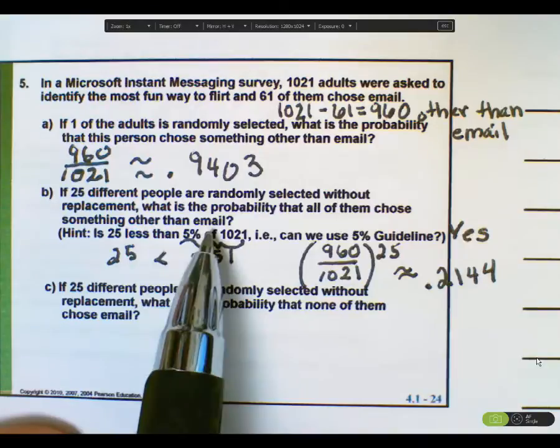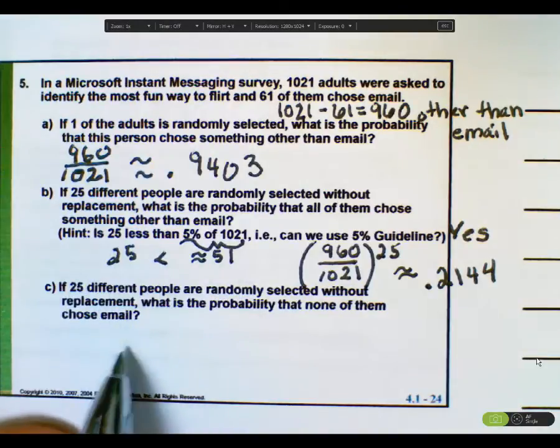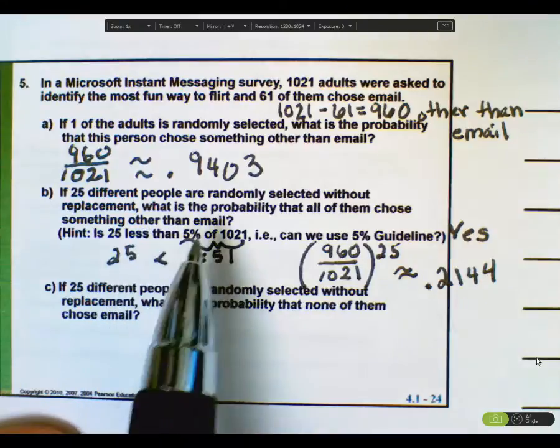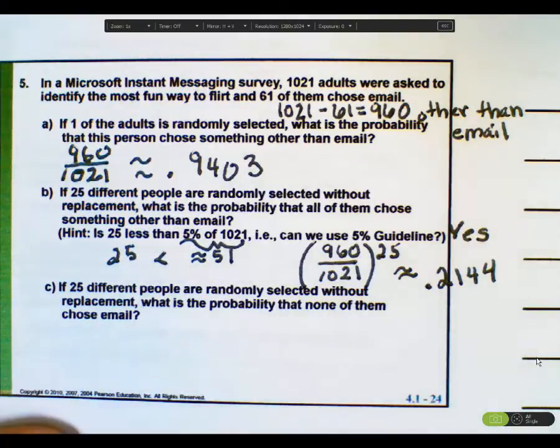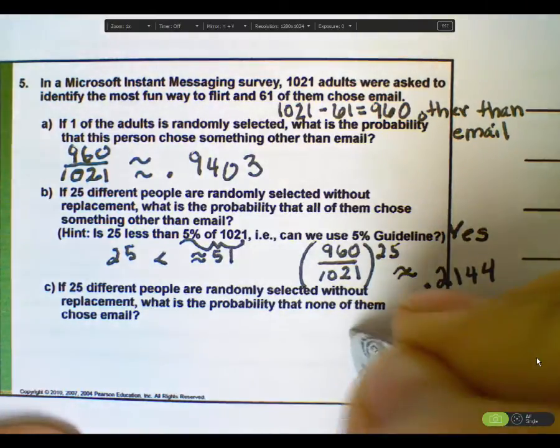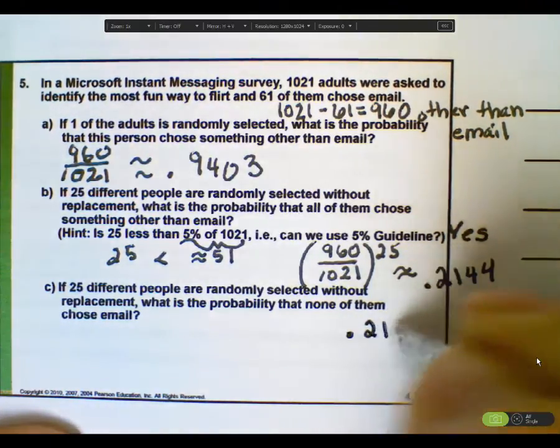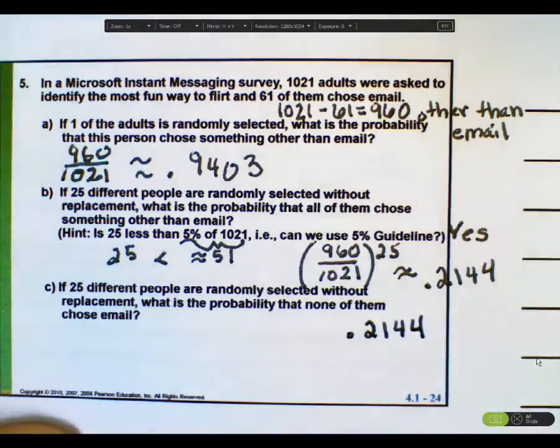They didn't choose email. Really, the B and the C parts are asking the same question. All chose something other than email means the same thing as none of them chose email. So that's two different ways of asking the same question. And of course, both of those answers are the same.